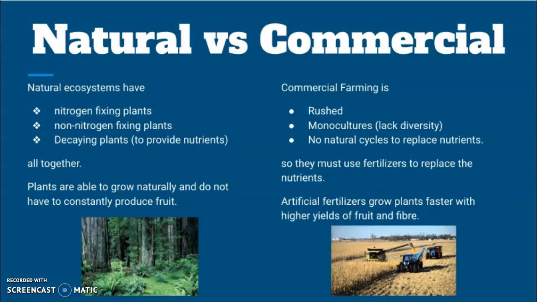So if we don't have the nutrients replaced into the soil, then we have to put them there some other way. And that is why they use artificial fertilizers. Those will help plants grow faster with a higher yield of fruit and fiber.